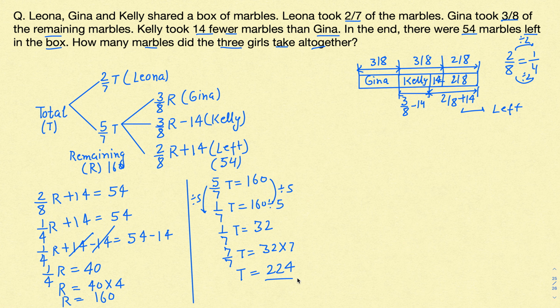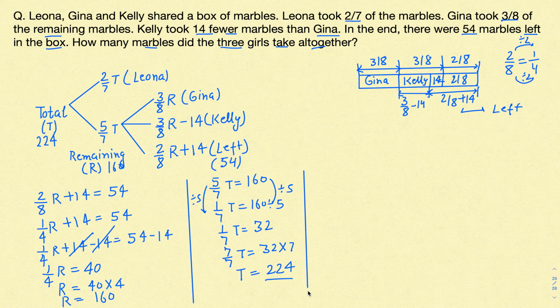Okay, now let's read the question. How many marbles did the three girls take all together? So see, we know the total number of marbles, and we also know that the number of marbles left at the end was 54. If from the total number of marbles we subtract the number of marbles left, that will be the number of marbles taken by the three girls.